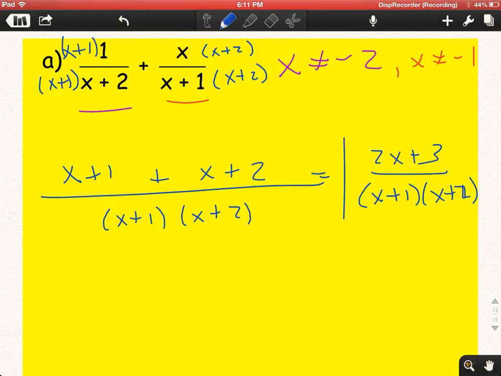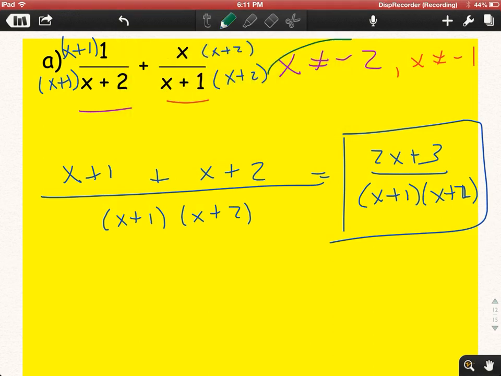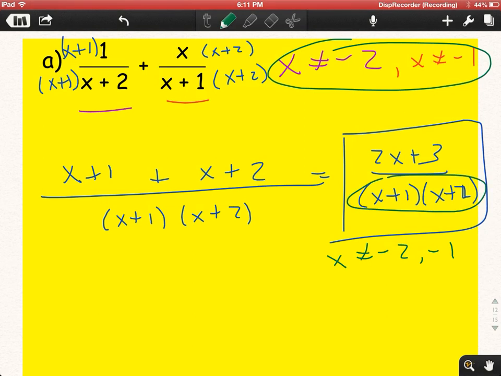And so hopefully you see that our final answer, the sum of these two functions, carries with it the same domain restrictions as we saw with the individual functions. X still cannot be negative 1 or negative 2. Those are the two values in the denominator that would make that denominator 0. In interval notation, it would look like this.